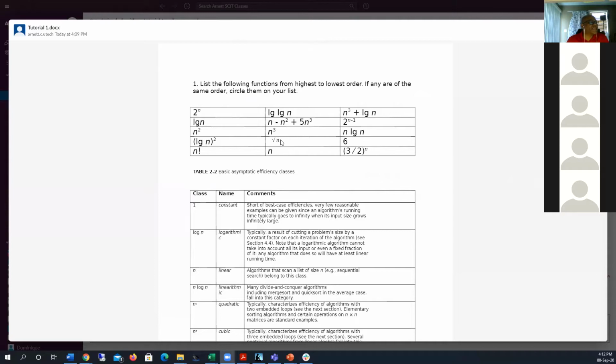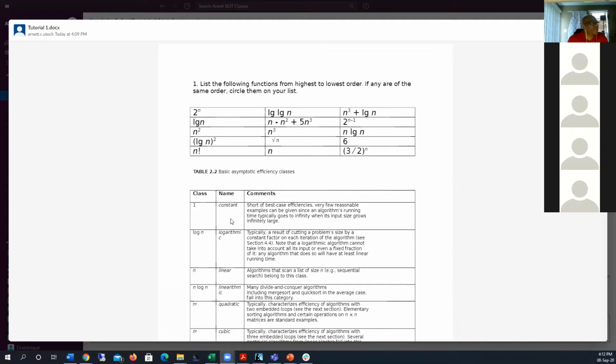So we're going to list these from the highest to the lowest order of growth. That means the worst performing one is going to be the first one that we put up, and the last one will be the one that uses the least amount of resources. If we were to plot the graphs, this one would have the flattest curve in terms of its behavior. All right, before we get to that, let's look at this table.